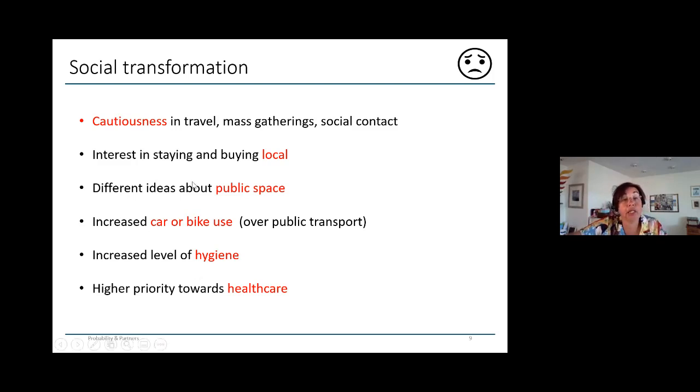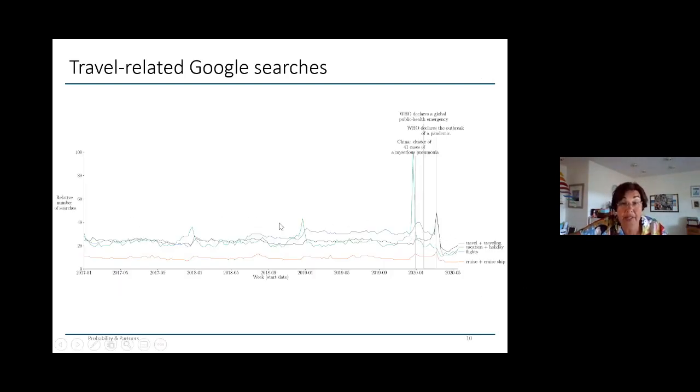So, for example, it's an increased interest in staying and buying local. It's different ideas about public spaces, something which is now very much also in media. Increased car and bike use over public transport, as well as an increased level of hygiene and higher priority towards healthcare. So you can find evidence for this trend in many different ways, studying sentiment. I'm going to show it to you on the example of Google Trends, however.